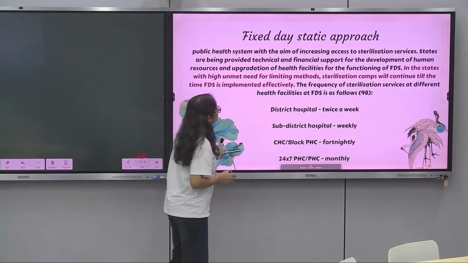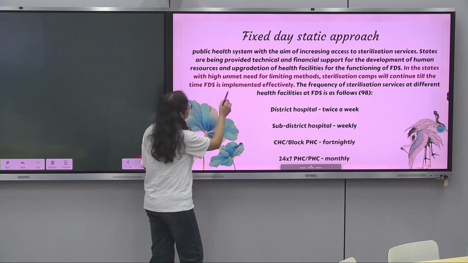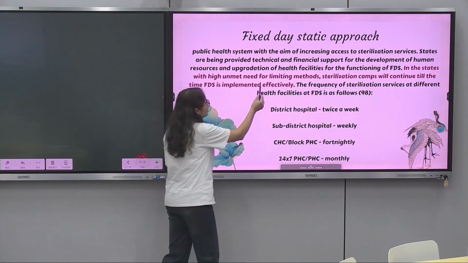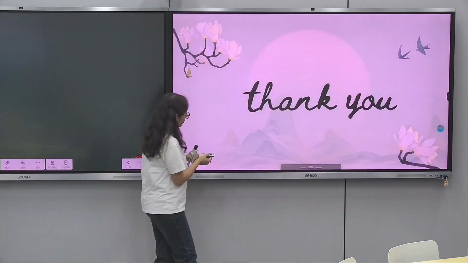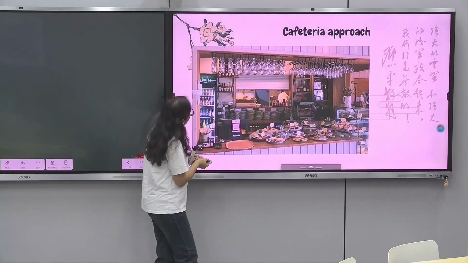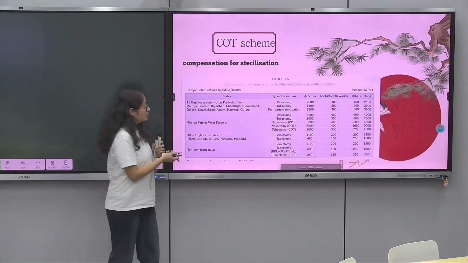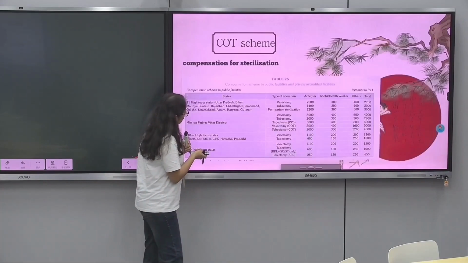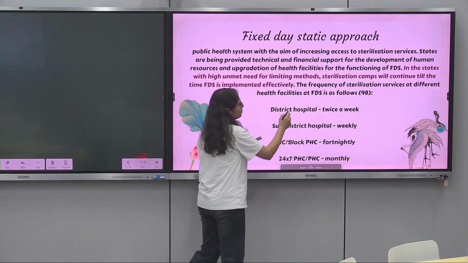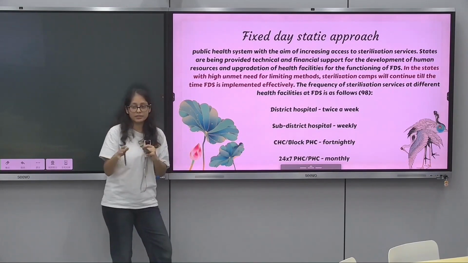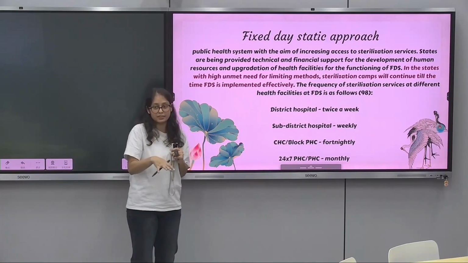Next is the fixed day static approach. In states with high unmet needs for limiting methods, especially the high focus states, on certain days they will go and check the amount of sterilization that is being done.